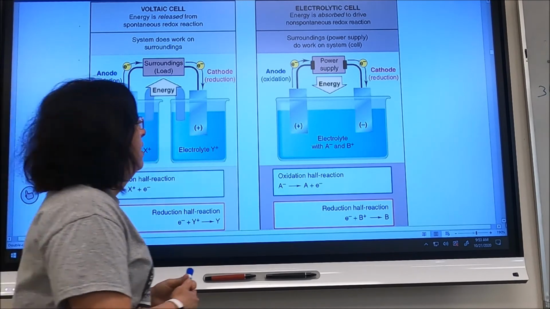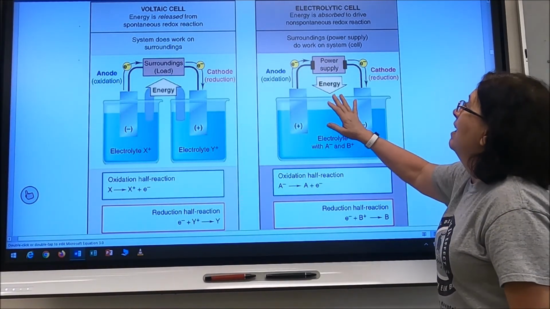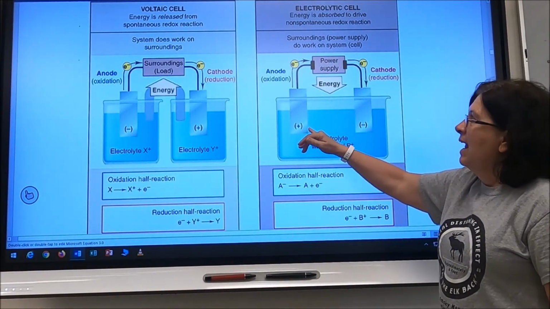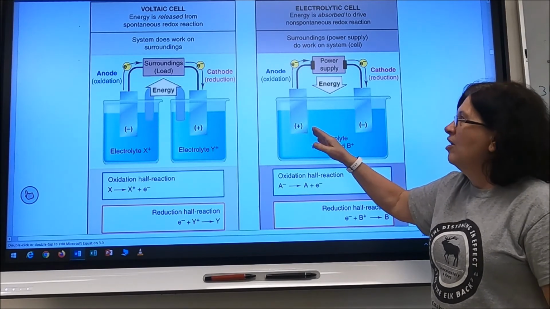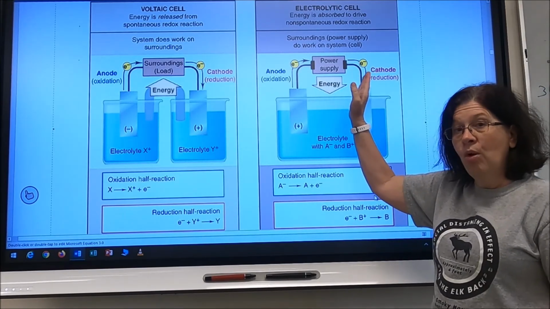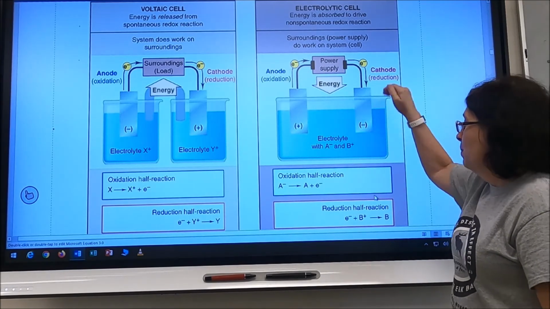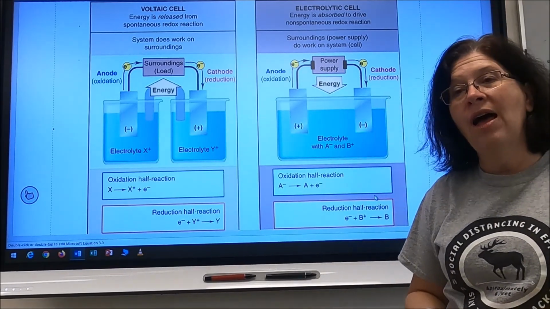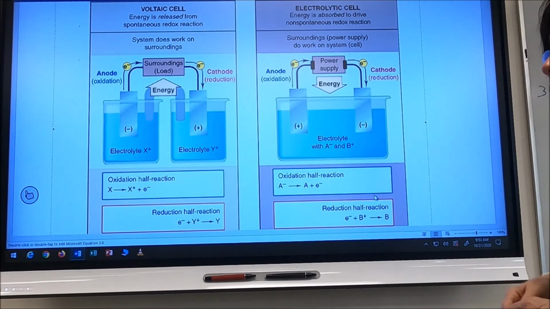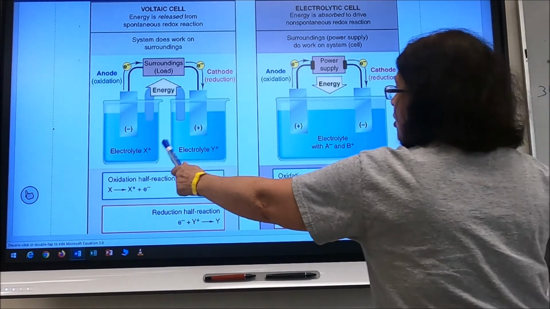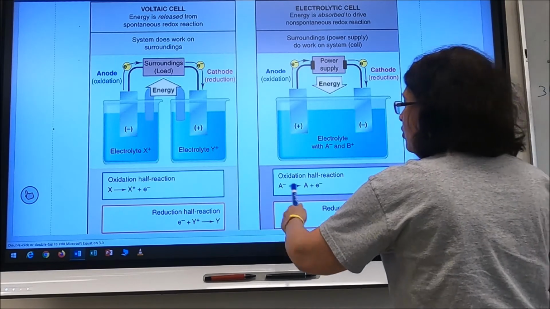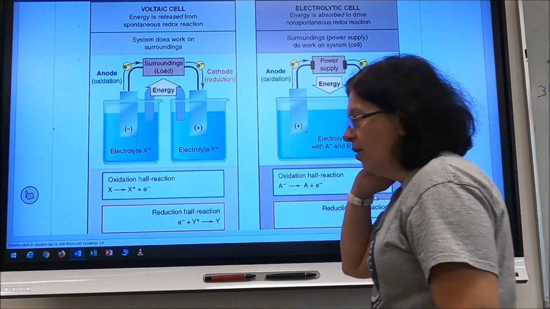Okay? Over here in the electrolytic cell, the anode is positive because electrons are being forcibly pulled off the anode. And the cathode is negative because electrons are being shoved on, and when they get shoved on enough, the thing down there that's supposed to take the electron goes, okay, I'll take it. Okay? But oxidation always occurs at the anode, reduction always occurs at the cathode.